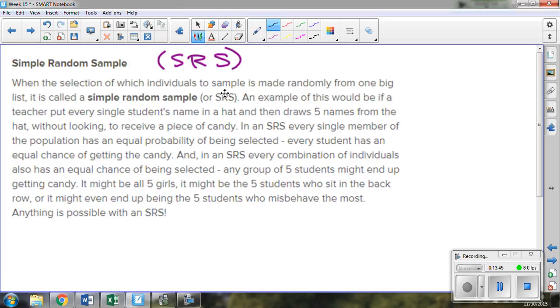So, let me get my highlighter. That's a simple random sample. When the individuals are selected from one huge list, it's a simple random sample. For instance, take every single person in North Dakota, put them all in one list, put them all in a hat, and pick a name out of a hat, one at a time. But there's one enormous list containing the entire population. That's a simple random sample.